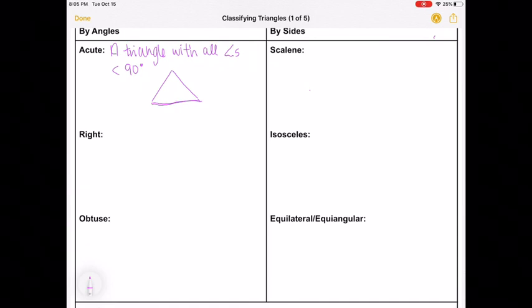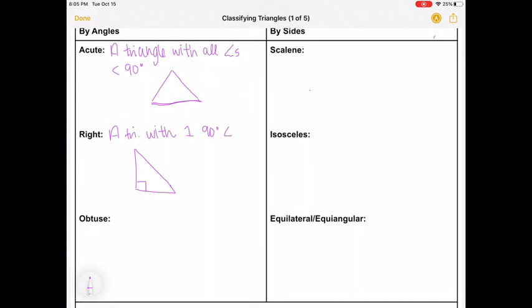A right triangle, okay, is a triangle, I'm just going to abbreviate there, with one 90-degree angle. And they can't all be 90 because all three angles of a triangle together add up to 180. So we couldn't use more than one 90 and still fall within that 180. So if it just has one, remember it has to be marked. Make sure it is marked with your square sign.